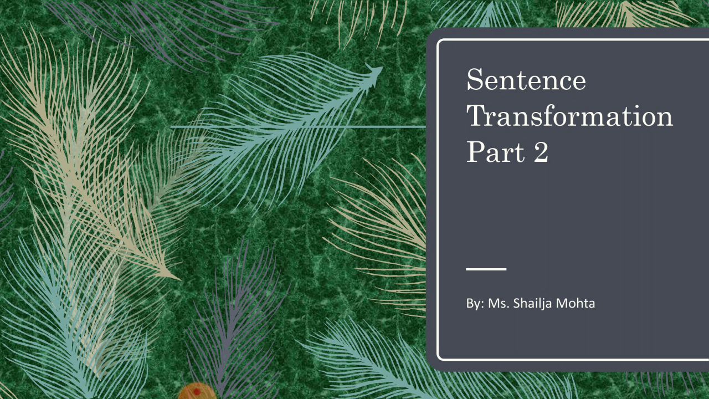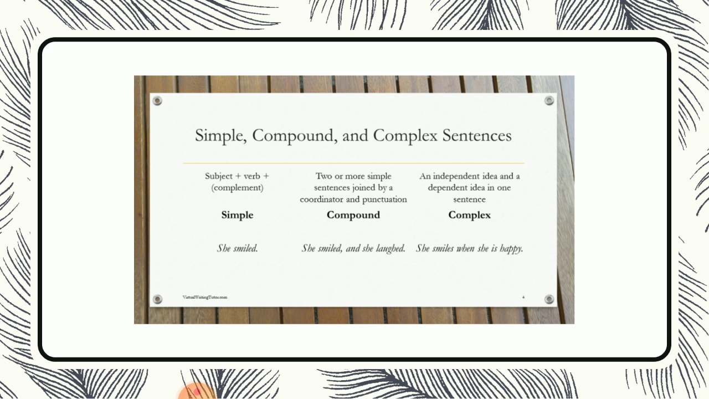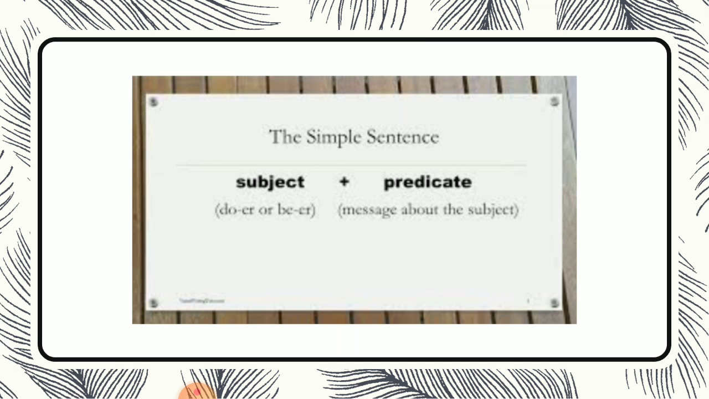Transformation means transforming the sentence. There are three types of sentences: simple, compound, and complex, and they can be interchangeably transformed. A simple sentence may have many phrases or non-finite verbs, but it will have only one finite verb. Non-finite verbs do not reflect tense, and finite verbs reflect the tense.